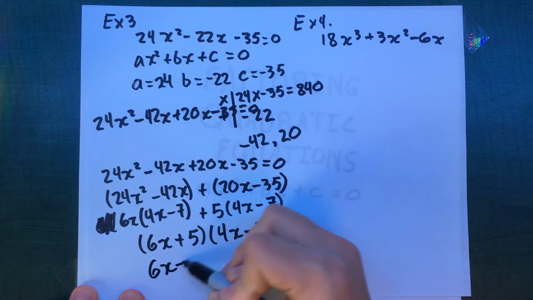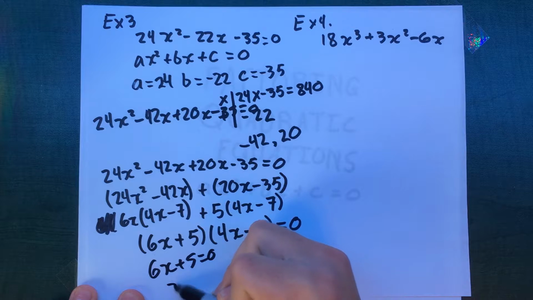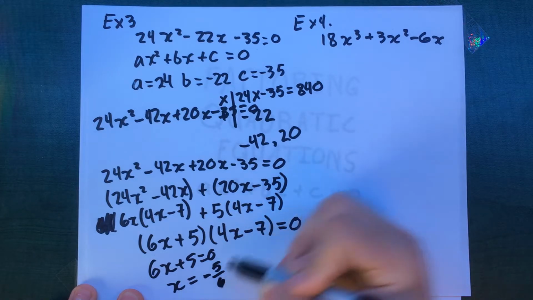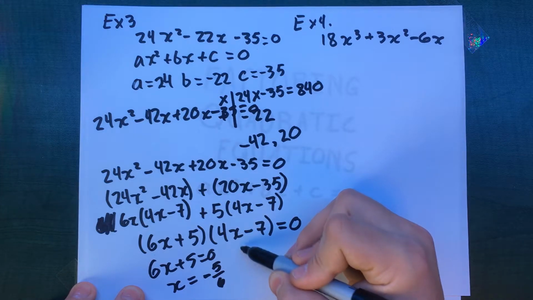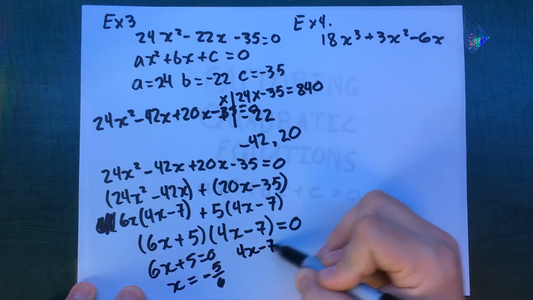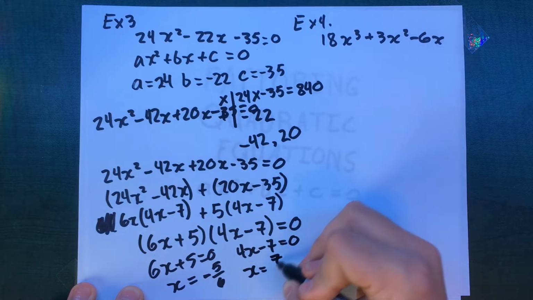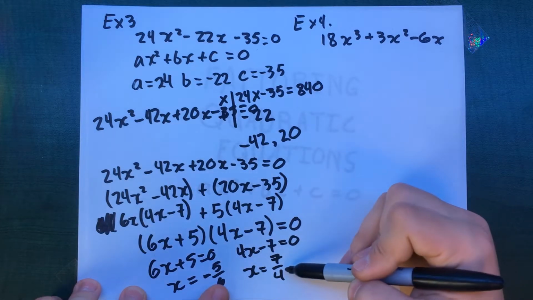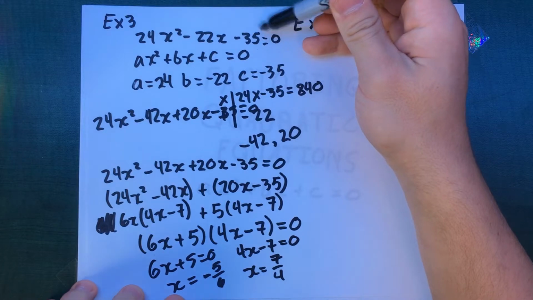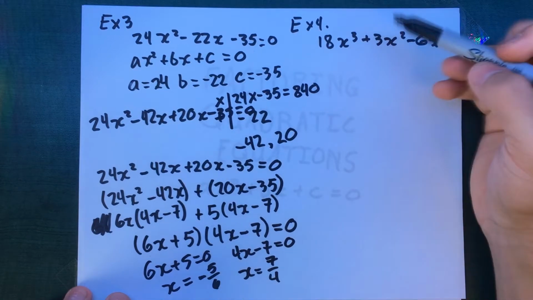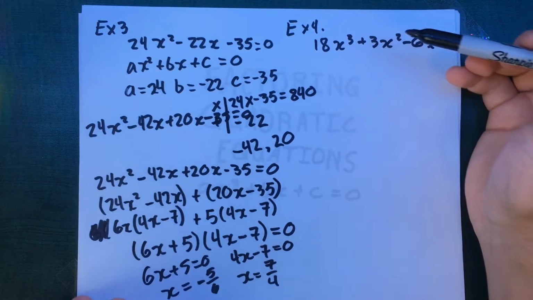So 6x plus 5 equals 0, and we'll find that x equals negative 5 over 6. If we look at our second part of the equation, 4x subtract 7 equals 0. So x is equal to 7 over 4. And if we sub these values back into our original equation, we'll find that the equation will equal 0. Now let's have a look at example number 4.